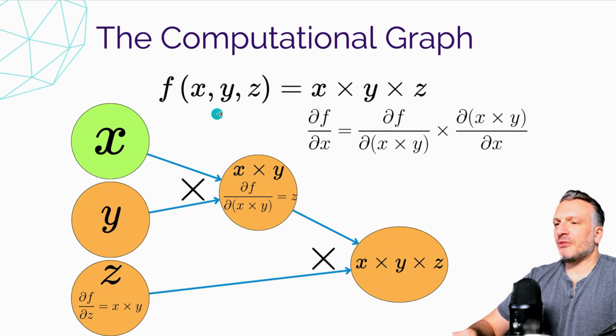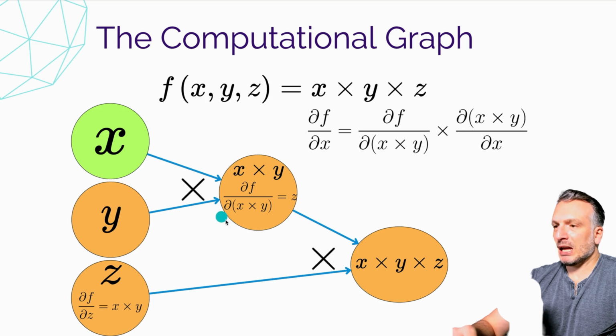Now let's look at the derivative of f with respect to x. To find the derivative, we can apply the chain rule, and the computational graph will help us understand how to apply it. The derivative of f with respect to x is equal to the derivative of f with respect to x times y, times the derivative of x times y with respect to x. I already computed the derivative of f with respect to x times y, so I can pull it from this node. So now I just need to compute this other derivative.